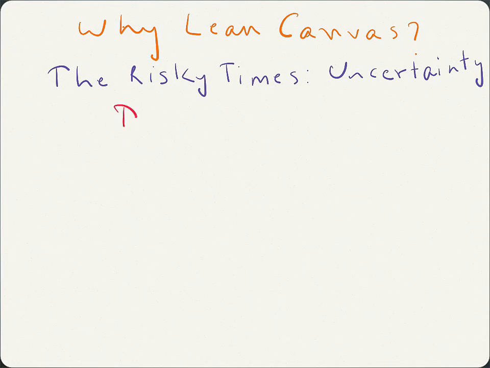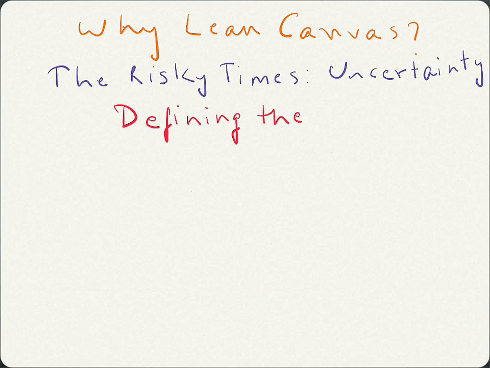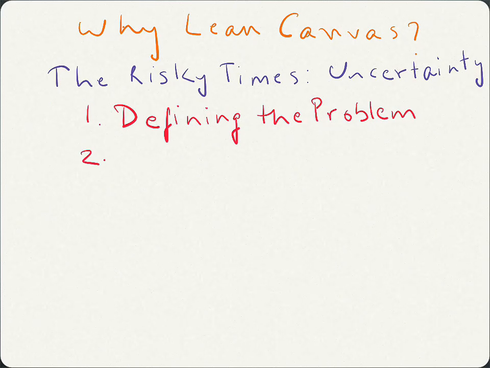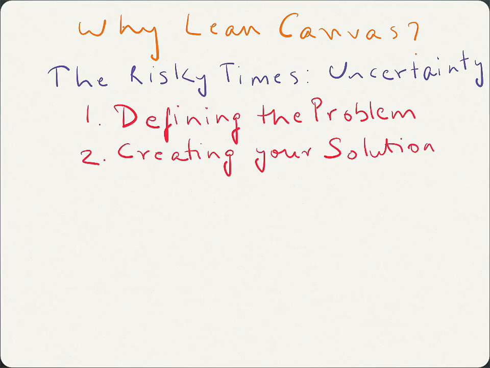The first thing that you have to do with Lean Canvas is to define the problem, and define the problem in terms of how an opportunity will address an important market need, and do this in terms as clear as possible. The second step is to create your solution. How do you envision your product in terms of solving the problem that you have defined in the previous step?